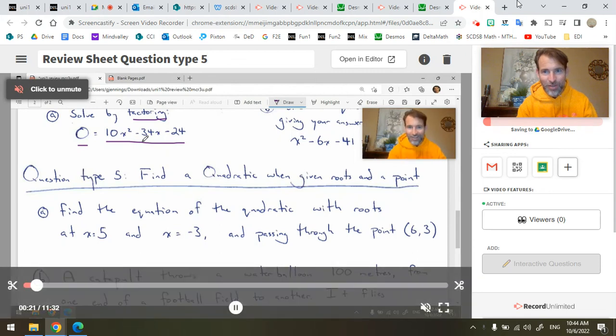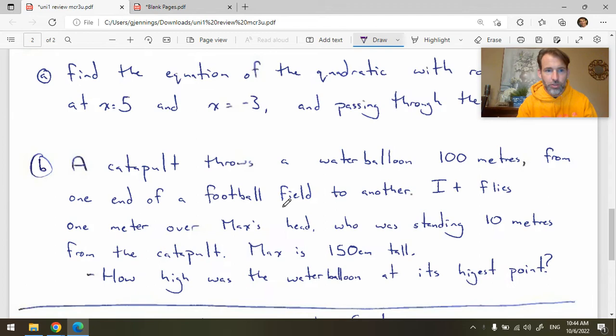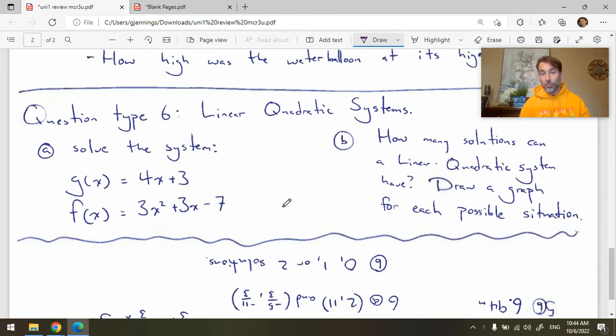All right, last rapid fire video here. We are looking at question type 6, linear quadratic systems. There's only one to do and one to discuss. So let's do it. First step, copy out your equations carefully.